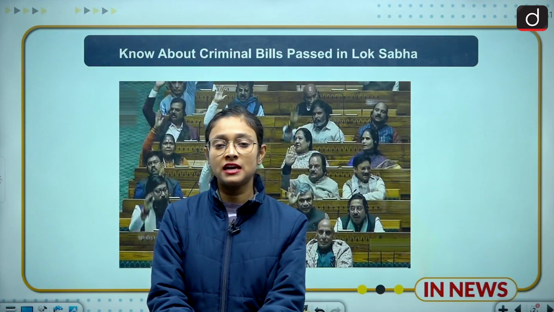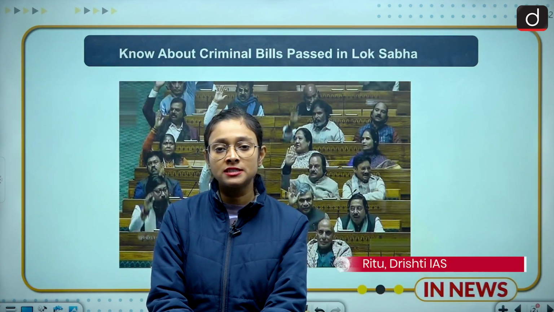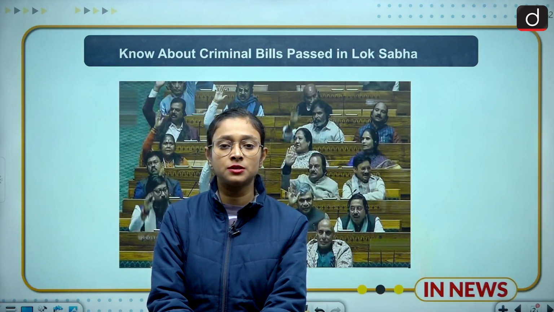Recently, we have seen that NCRB has released its data, and in that data, we have seen that the crime against the SC/ST population has increased, and Rajasthan and Madhya Pradesh stood first in recording the crimes.